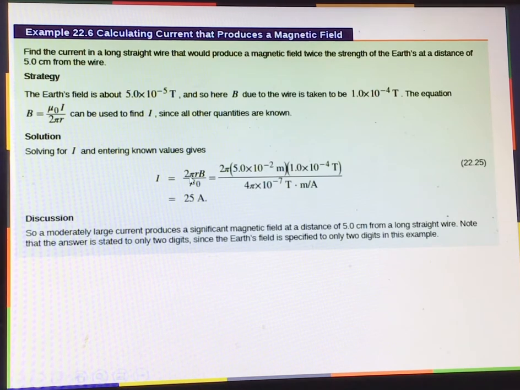If you rearrange this equation, we know what the distance is. The distance is just the 5 centimeters, which you can convert into meters as 5.0 times 10 to the negative 2. The B value is 1.0 times 10 to the negative 4. And then if you substitute mu naught, which is 4 pi times 10 to the negative 7, the current is equal to 25 amps. So we need a current of 25 amps to produce a magnetic field that has a magnitude of 1.0 times 10 to the negative 4 Teslas at a distance of 5.0 centimeters away from the wire.